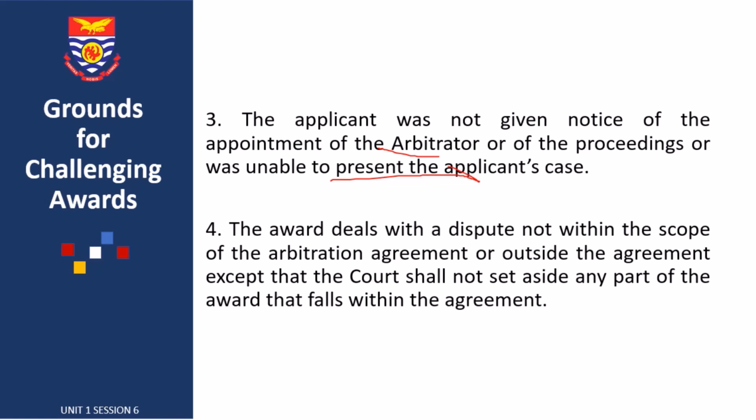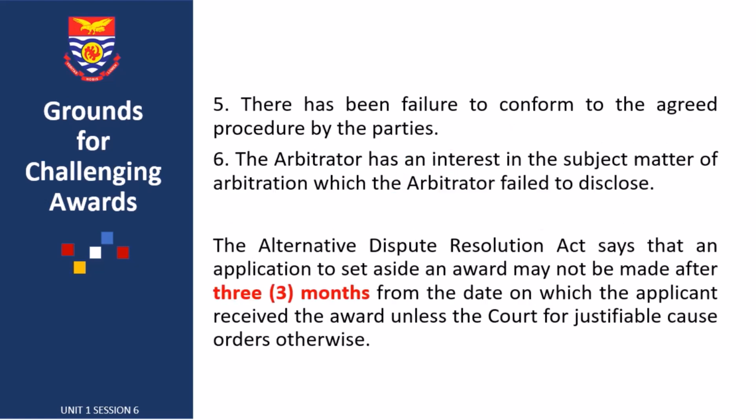Or if you have three issues and you are asked to settle A and B and leave C, but you settle all three, the C will be set aside, because the instruction does not cover the last one, which is C. Also, failure to conform to the agreed procedure by the parties. Maybe the parties have laid down a procedure for the arbitrator to follow. If he fails to follow those rules, it can be a ground to set aside the arbitration proceedings.